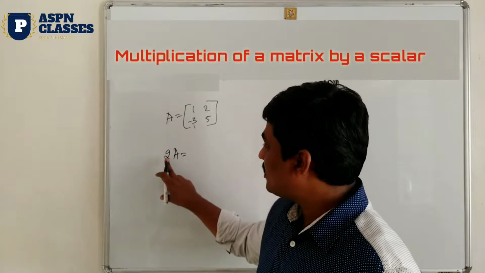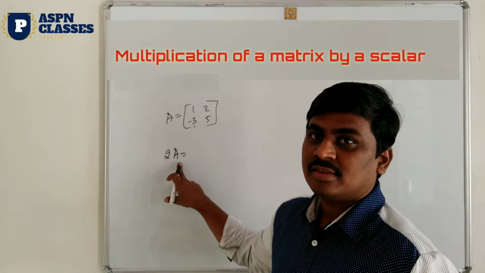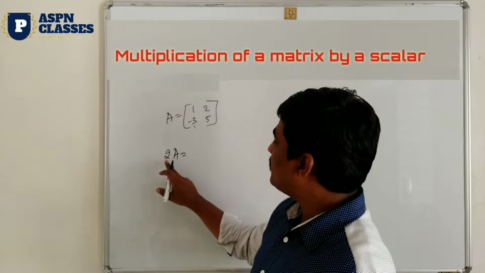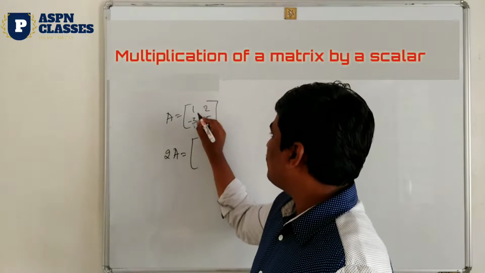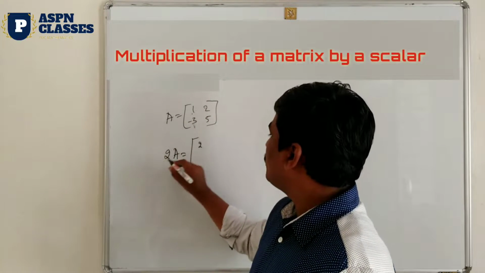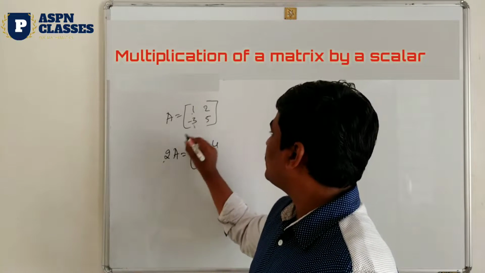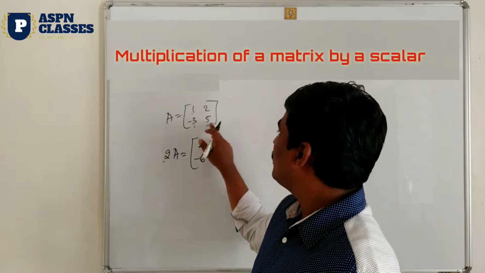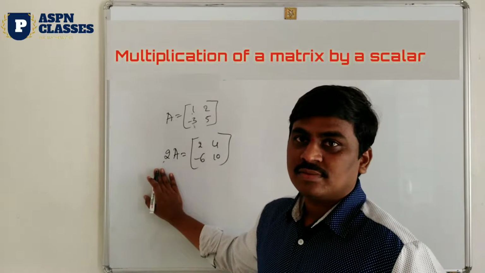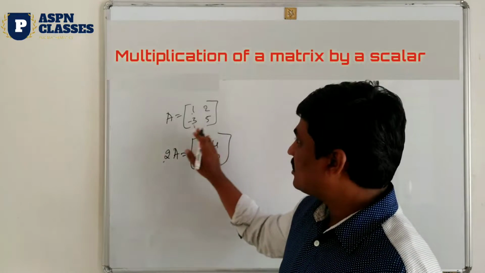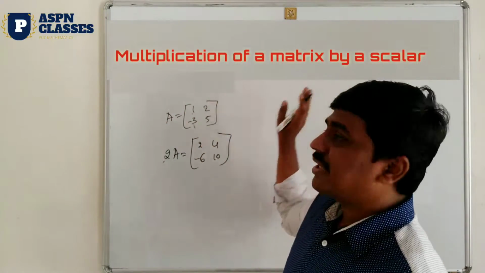So multiplied with a constant, I am going to find 2A. This is the matrix A, and this is the scalar multiplied with the matrix. So 2A, how to find it? This 2 is multiplied with all the numbers, that is the scalar multiplication. 2 into 1 is 2, 2 into 2 is 4, 2 into minus 3 is minus 6, 2 into 5 is 10. So this is the 2A answer. Okay, this method is the multiplication of a matrix by a scalar.